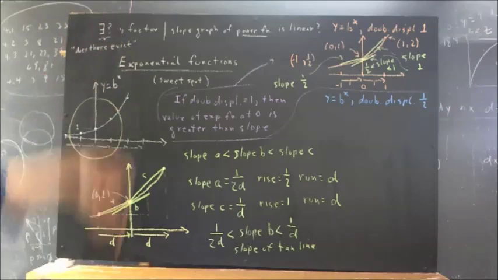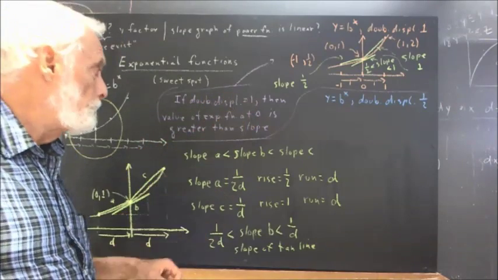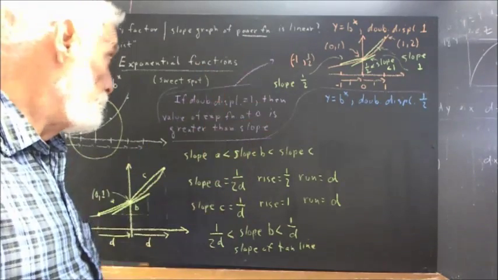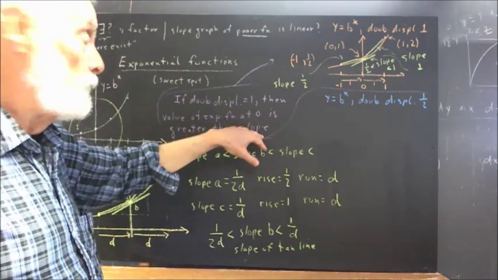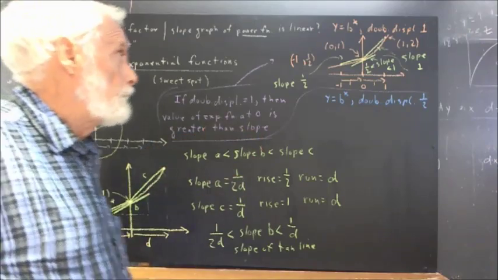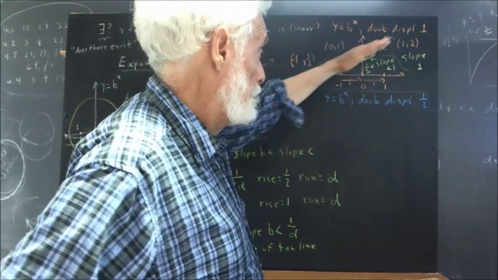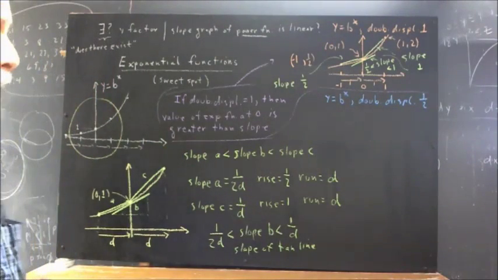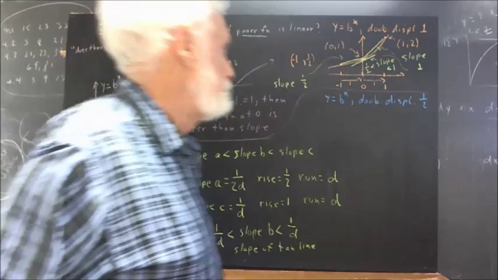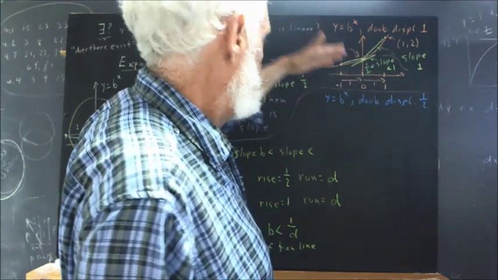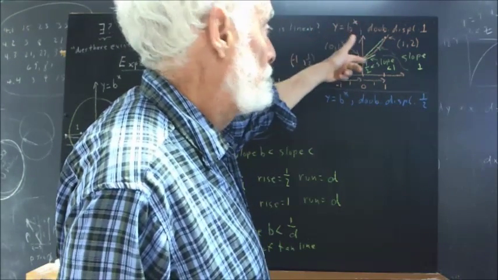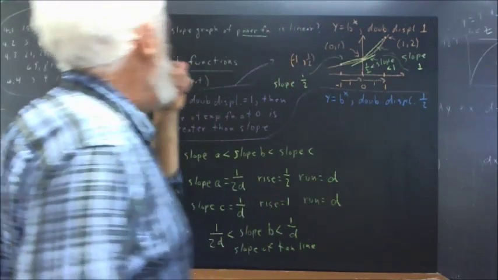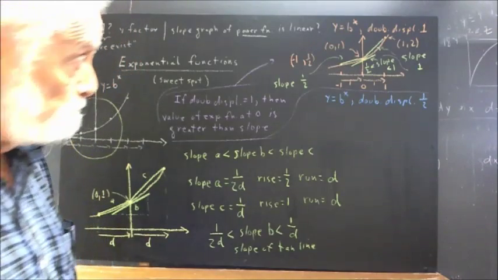Then we make a statement. If the doubling displacement is 1, then the value of our exponential function at x equals 0 is greater than the slope. The function has a value 1, the slope has value less than 1, so the value of the function is clearly greater than the slope. And we expect that the value of this thing, this tangent line, will be somewhere between 1/2 and 1, not all that close to 1/2, not all that close to 1, maybe around 0.7 or so.